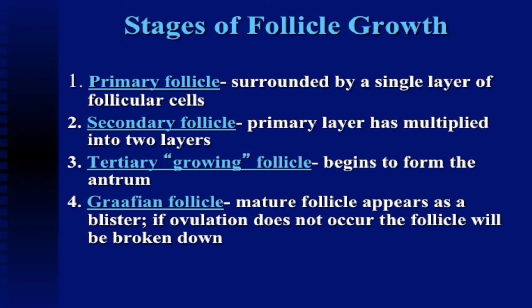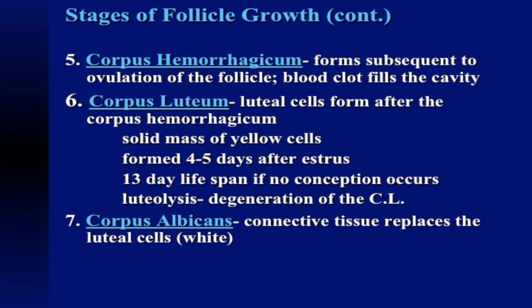The corpus hemorrhagicum is the next stage, and that forms after the ovulation of the follicle, and it's essentially a blood clot that fills that cavity. The corpus luteum is an important stage of that follicular growth, because after we see that corpus hemorrhagicum, the corpus luteum begins to form, and the luteal cells form after that. And what it is, is just a solid mass of yellow cells.